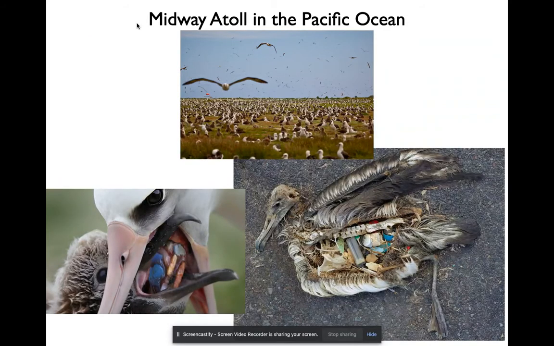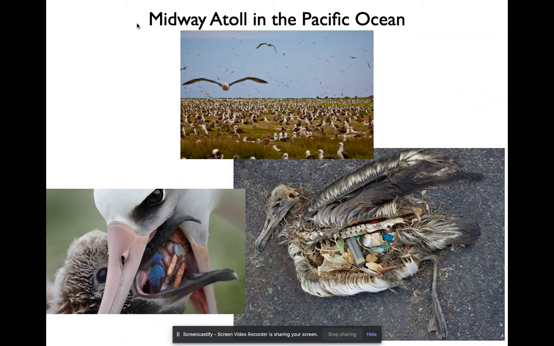A really heartbreaking example of this is an island near Hawaii, out kind of right in the center of the Pacific Ocean. The name of the island is the Midway Atoll. Here is one of the largest breeding sites of the largest bird, the albatross. It's basically like a super huge seagull, and these birds nest here by the millions in their mating season.